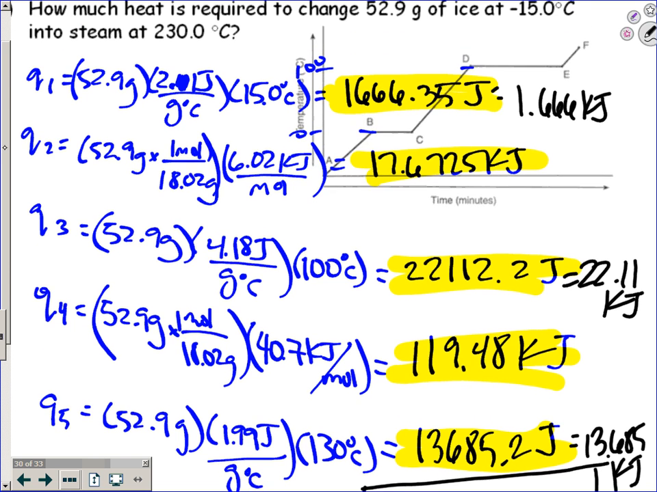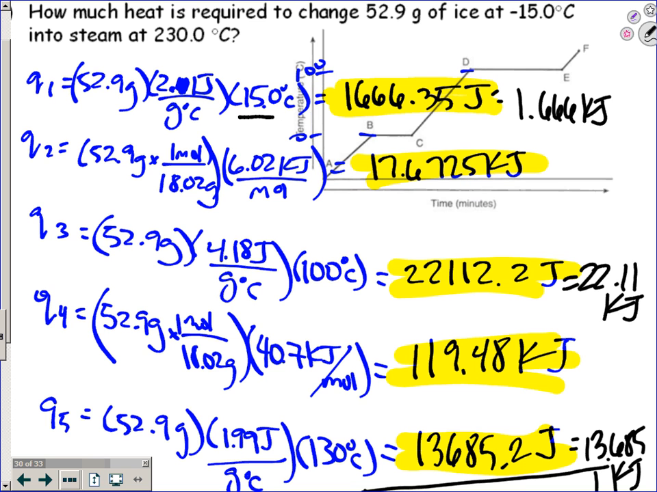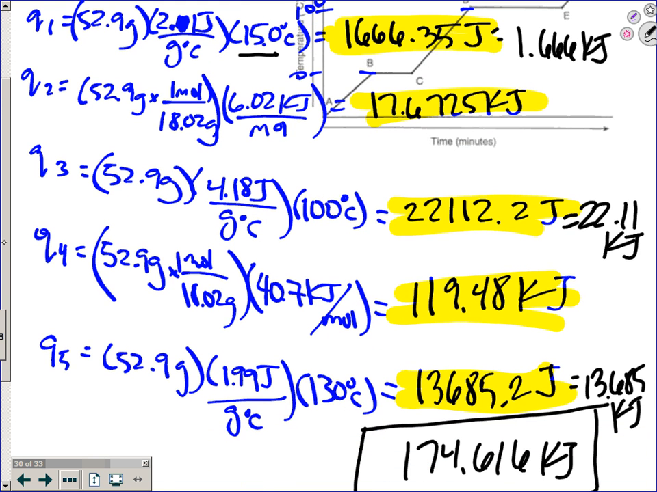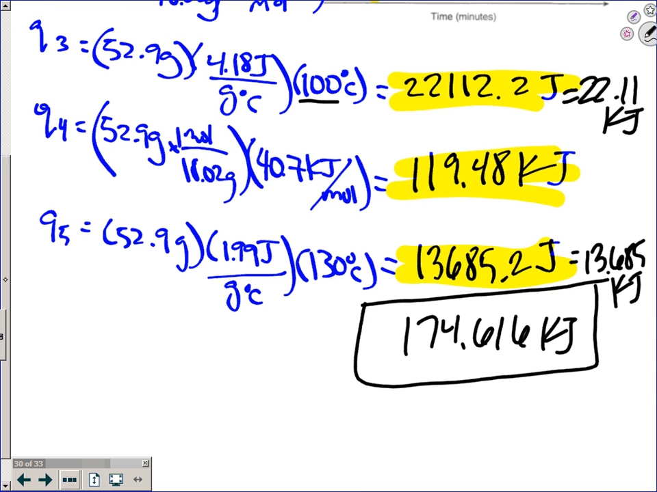But in all, how did I get this 15? It goes from -15 to 0, so 0 minus a -15 is a positive 15. And how did I get this one? 0 to 100, so that's where we're melting and then eventually vaporization will occur. And this last one, going up to 230.